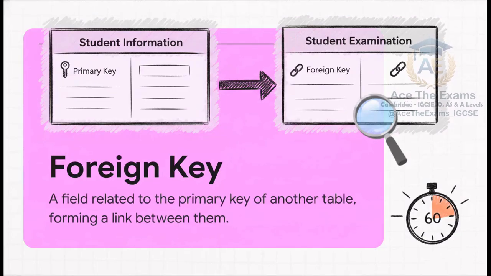But here's the catch. These relational tables can't just float around independently. They need to talk to each other. They're held together by foreign keys, which act as bridges between different sets of information.